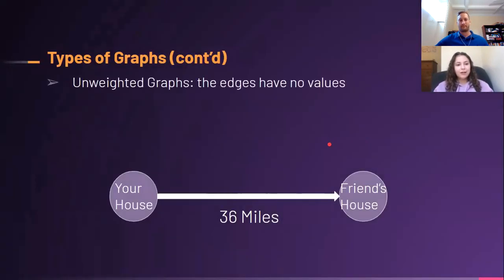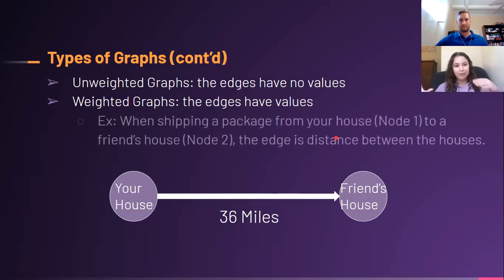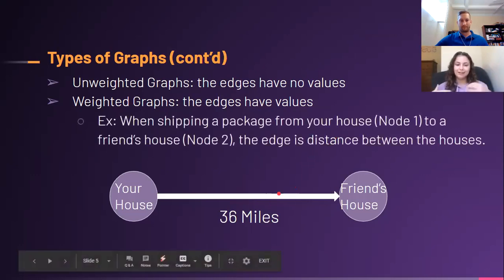Another type of graph is unweighted, which means the edges have no values. And then, of course, the counterpart is weighted graphs, which means the edges have values. An example of this is trying to send a package to a friend, and the edge would be the length the package will travel between your house and your friend's house, which in this example is 36 miles.